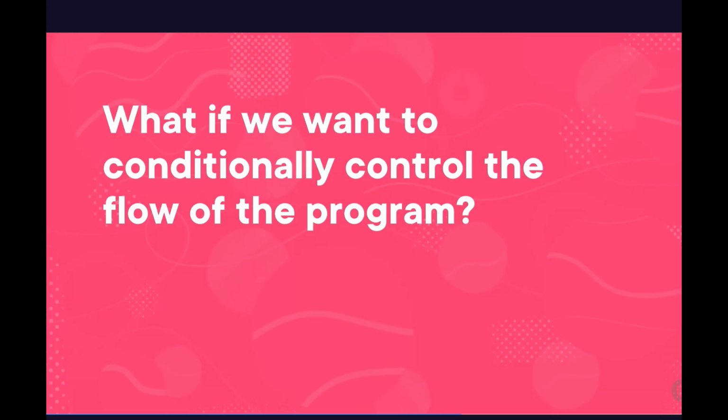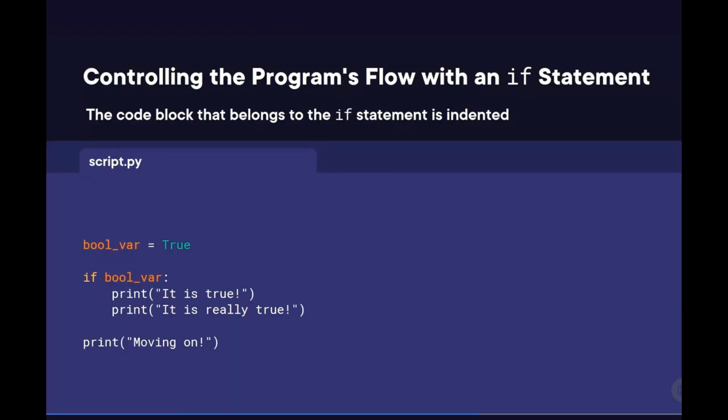In other words, what if regardless of the order of evaluation, I want to run some of the statements only if a certain condition is met? We can do that by using the if statement. You can utilize this type of statement by using the if keyword followed by some expression. In this example, the expression is simply the Boolean variable which holds the value true. So this is the same as if I wrote if true.